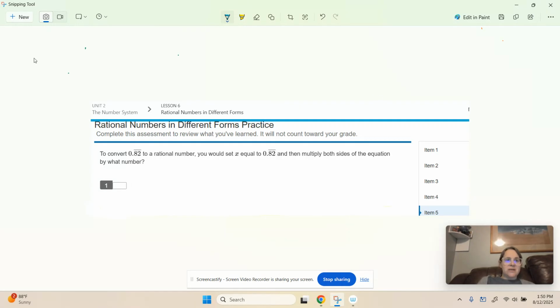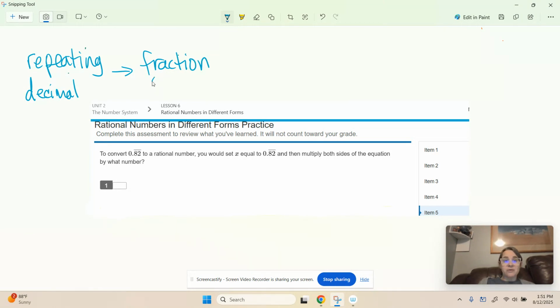And so in this problem, we're going to be taking a repeating decimal, which we've been told can be converted into a rational number. We're actually going to do it. We're actually going to see how that works. We're going to convert it into a fraction. If we can convert it to a fraction, then we know it's a rational number, as long as the numerator and denominator are both integers.